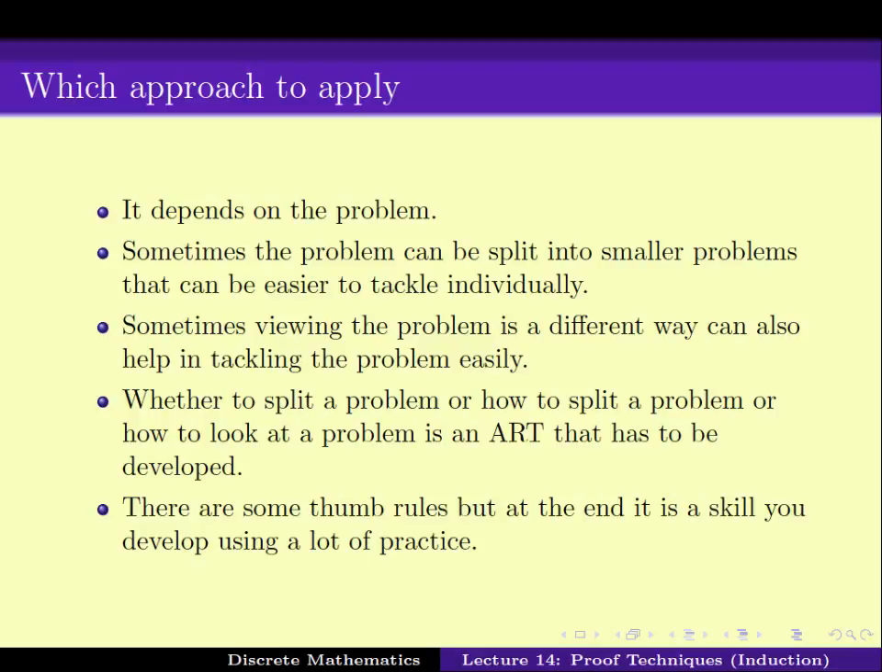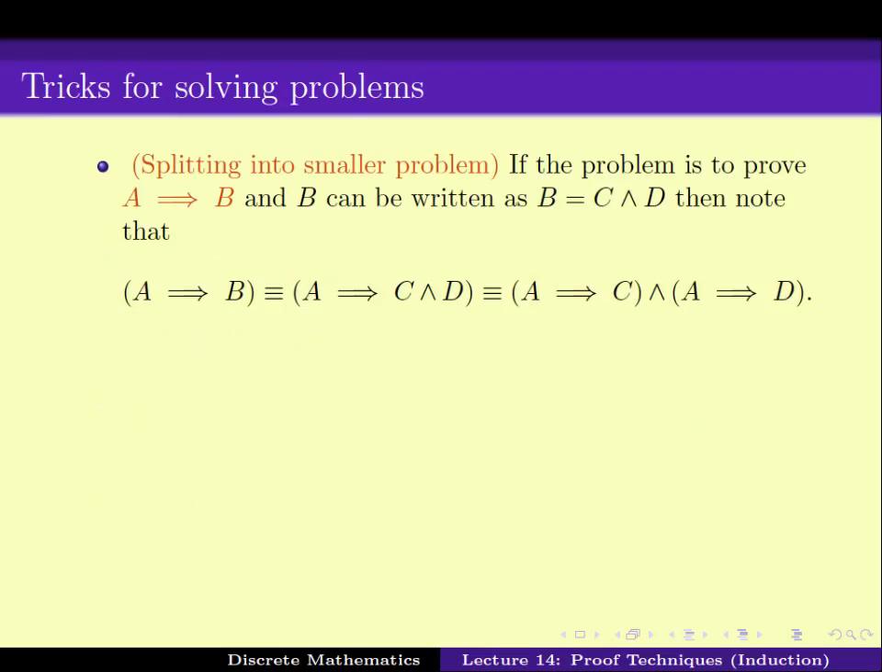Now till now, we have seen a few simple tricks that can be applied. To start with, we looked at how to split a problem into smaller parts. When you have to prove A implies B, if B can be written as C and D, then it can be split into A implies C and A implies D. Each of them can be solved individually, hence making it into slightly easier problems.